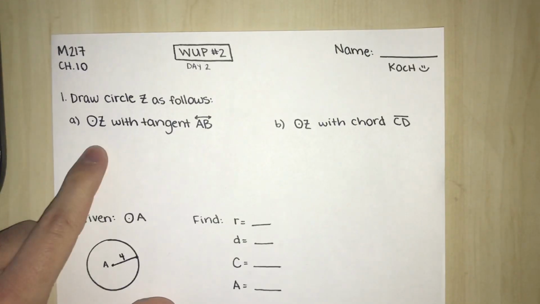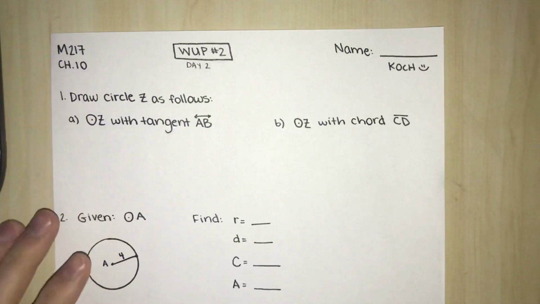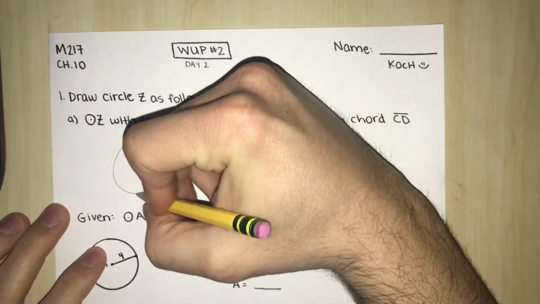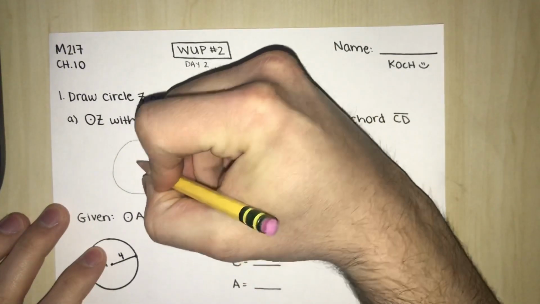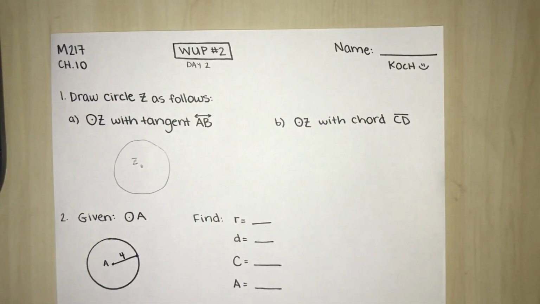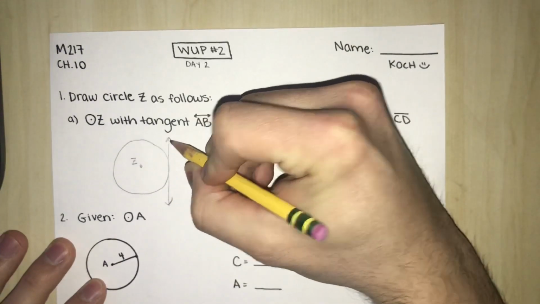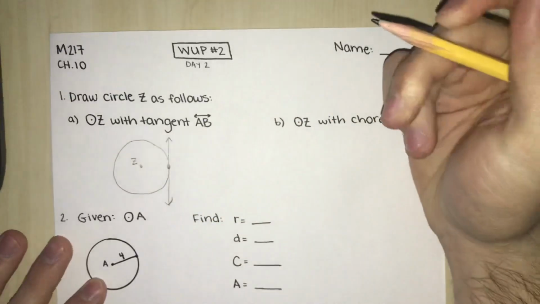So this is circle Z with tangent line AB. Okay? So circle Z is just a circle with a little Z in the middle. Nice and cute. Okay? And remember, tangent lines are the lines that touch a circle one time. So for that to happen, it kind of just grazes off the side, and it could look something like this. Okay? Where it's going to touch a circle at one point.